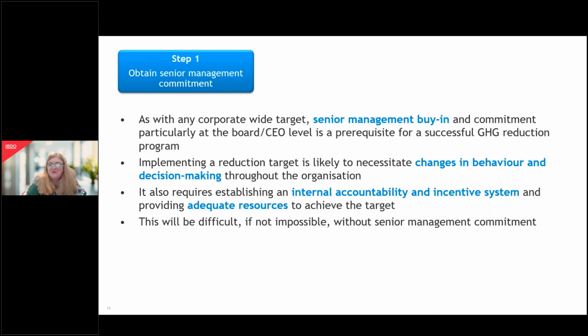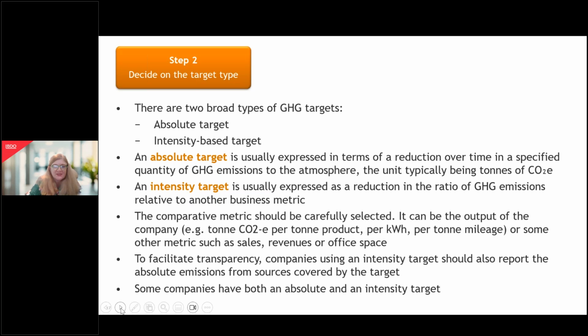So apologies for that. If we want to get changes in behavior and decision making, definitely we need senior management buy-in. They can help us with internal accountability, implement incentive systems, and make sure we've got adequate resources. So it would be really difficult, I would say somewhat impossible, to get targets and carbon reduction without senior management buy-in. So that's step one.